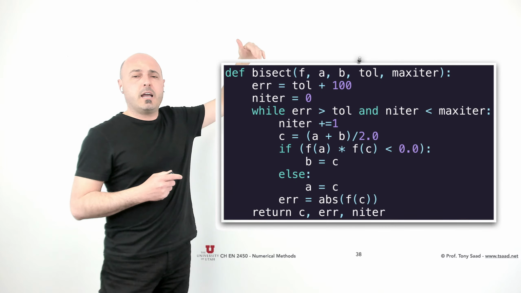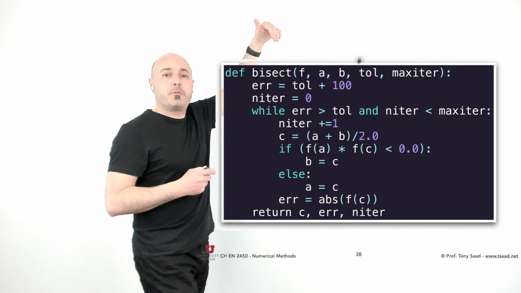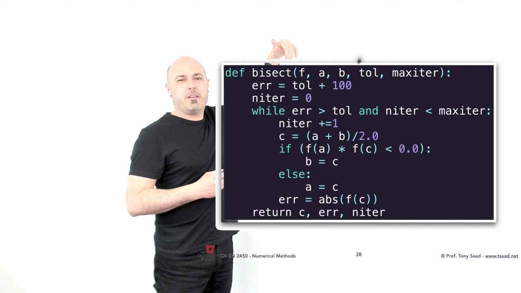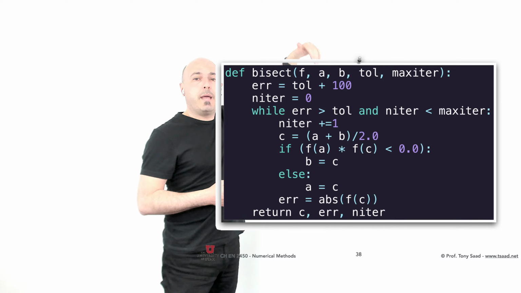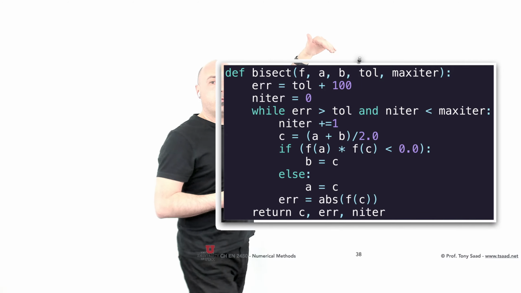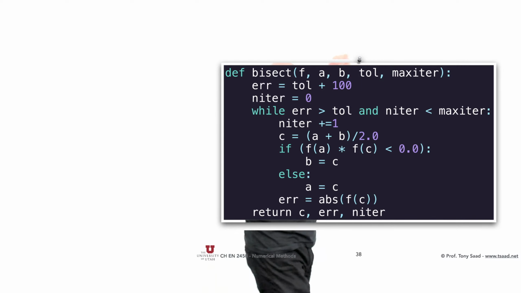I called the routine bisect. I provided the residual function f. I could have called it r, it doesn't matter. Then a and b, the lower and upper bounds of the bracket, the tolerance, and the maximum number of iterations.